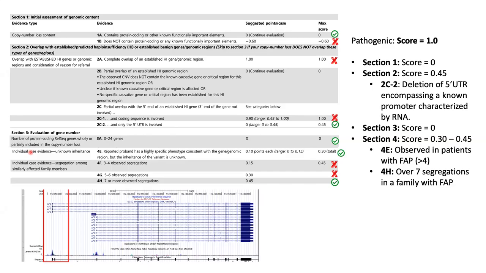I have discounted all the heterogeneous cases, and I have only counted those cases that are very likely to have FAP based on the number of polyps and presentation. And so I have 4 patients. So I'm going to start counting cases. So I have 1 per 4, so it can count 0.3. And then there's published literature that has observed 11 segregations, and I can assign up to 0.45. That will easily get me to a score of 1. In that case, that variant, that deletion of that UTR, is pathogenic.